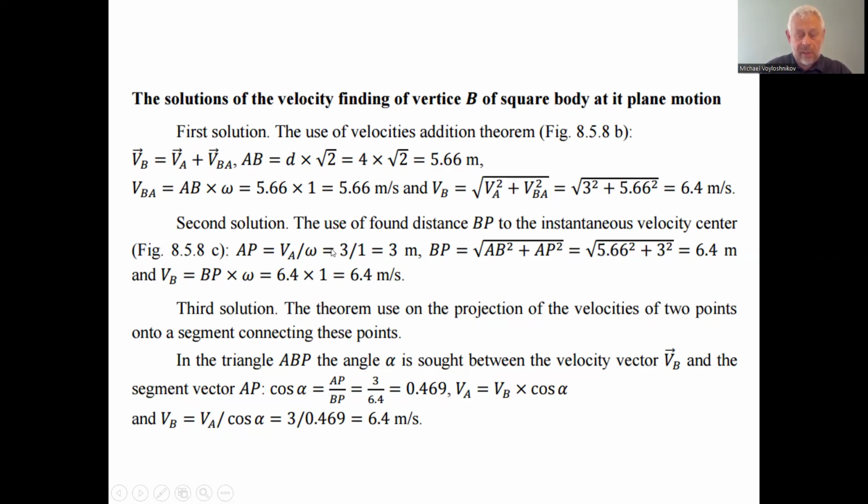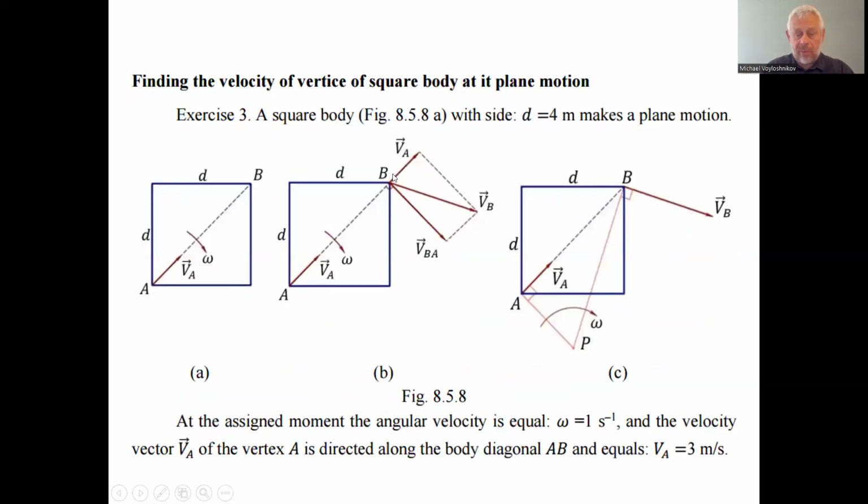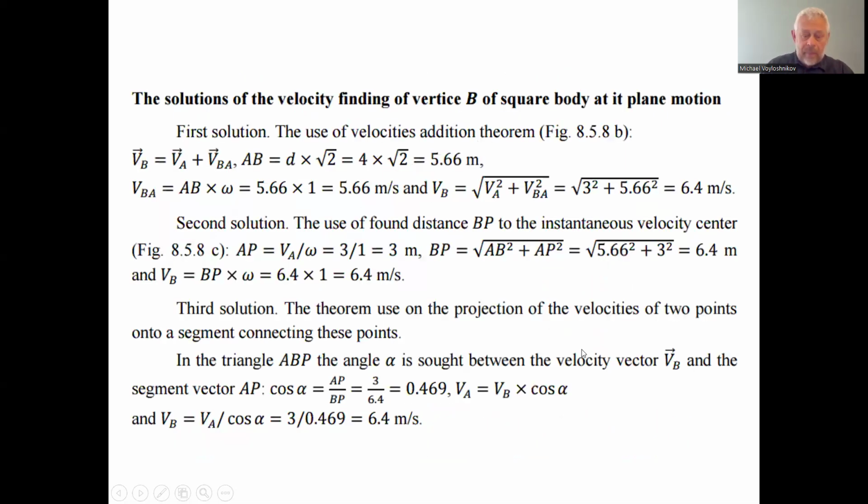The 3 meters we got here by considering the translational velocity of the point A and the angular velocity of the mechanical body. So we have 6.4 meters as the BP size, and VB is the rotation of the point B relative not to the point A but relative to the point P. So the motion of B relative to the instantaneous velocity center, the point P, is the angular velocity multiplied by the radius BP, which is 6.4 meters.